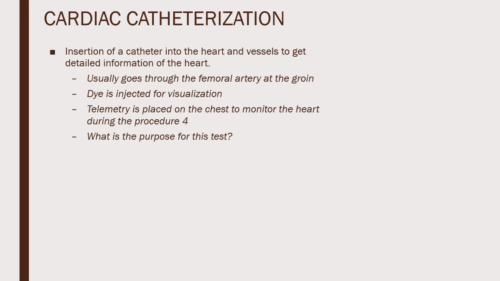Cardiac catheterization is the insertion of a catheter into the heart and vessels to get detailed information of the heart. It usually goes through the femoral artery at the groin. Dye is injected for visualization. You must have consent for the dye to be used, and you need to look at their BUN and creatinine to make sure the kidneys are able to get rid of the dye. Telemetry is placed on the chest to monitor the heart during the procedure.